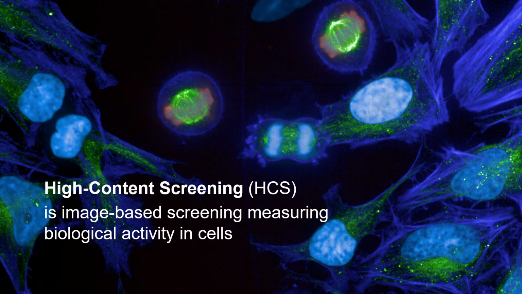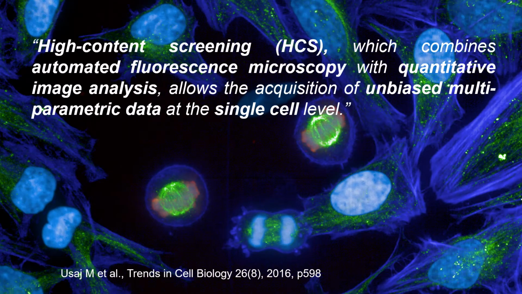For those of you who are not familiar with high-content imaging or high-content screening, basically it can be defined as we are using an image-based screening method to measure the biological activities in cells. Shown here is a quote from a review on high-content screening article. High-content screening combines the use of automated fluorescent microscopy with quantitative image analysis, and this allows acquisition of unbiased multi-parametric data at a single cell level.